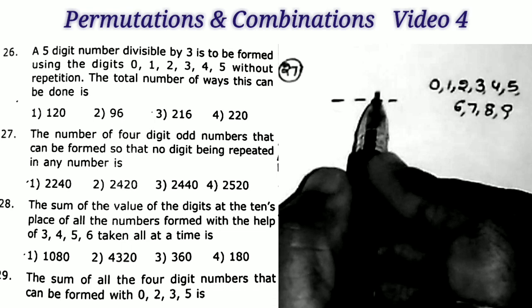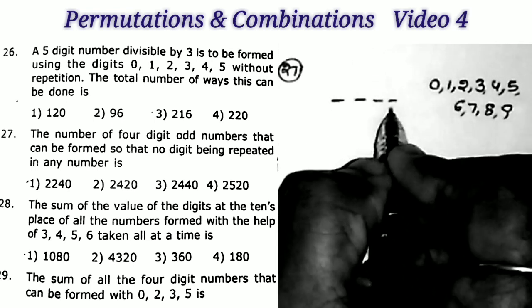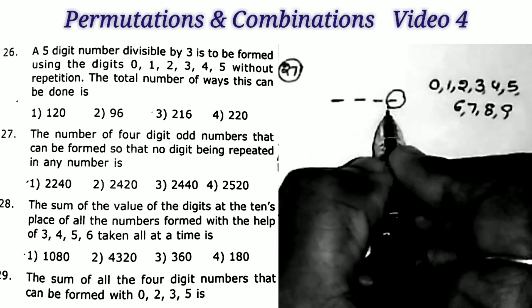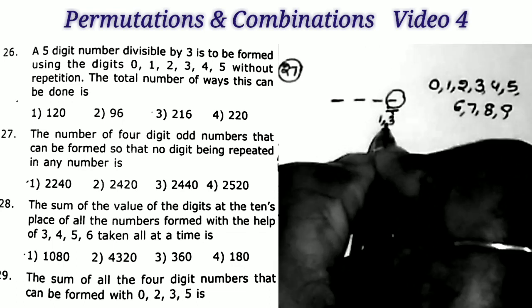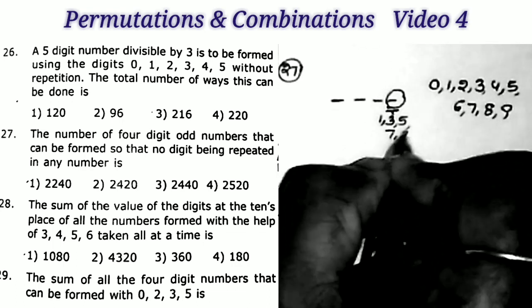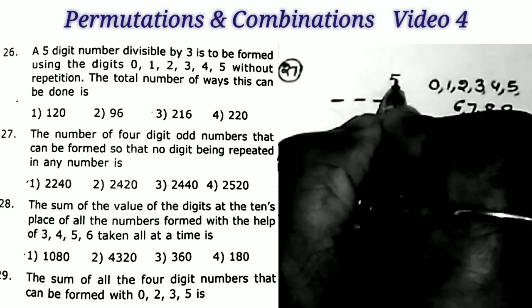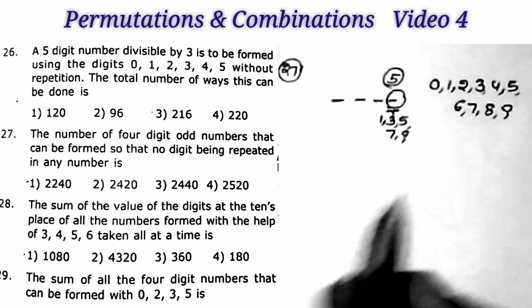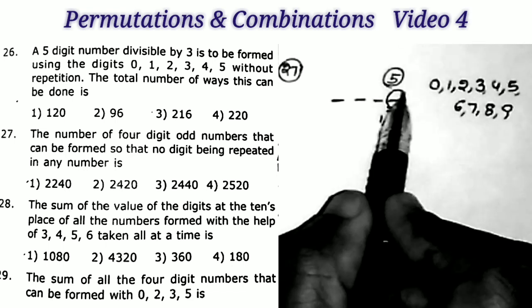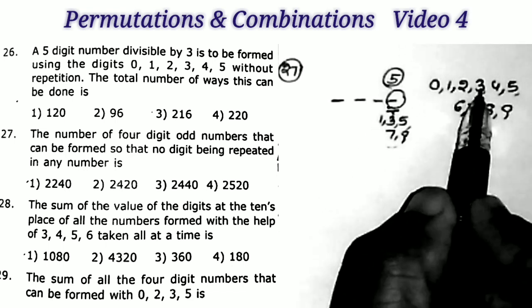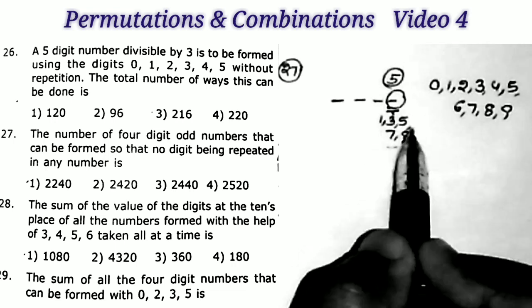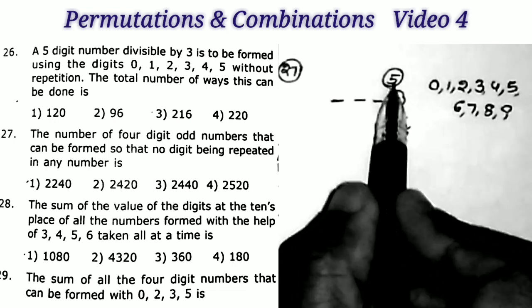Now what we want? We want the 4-digit odd numbers. That is, we can fill the units place by the odd numbers here. What are the odd numbers here? 1, 3, 5, 7, 9. That is, we can fill the units place in 5 ways. Since we want the odd number, we can fill the units place by the odd number. Here we have 5 odd numbers.